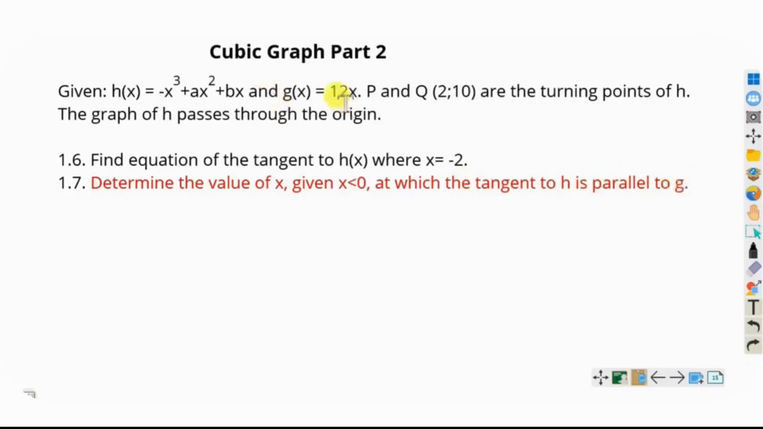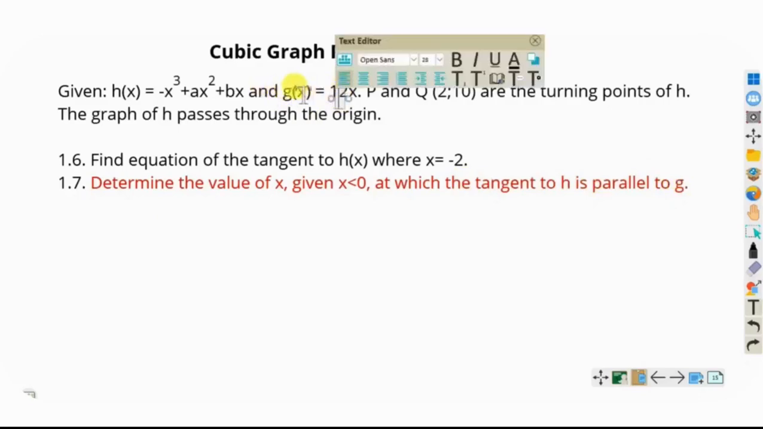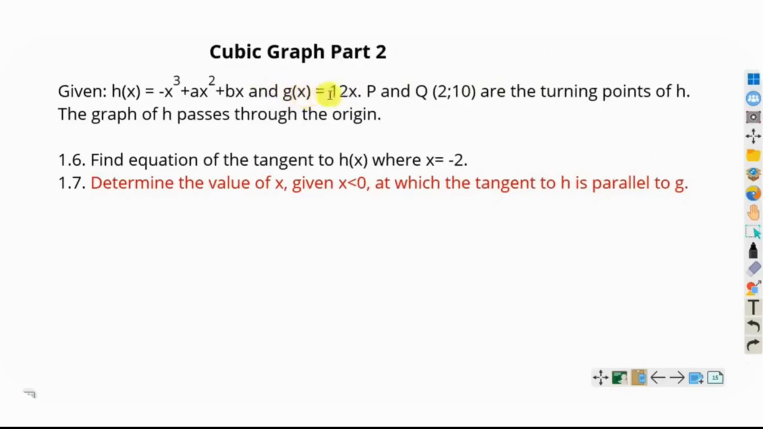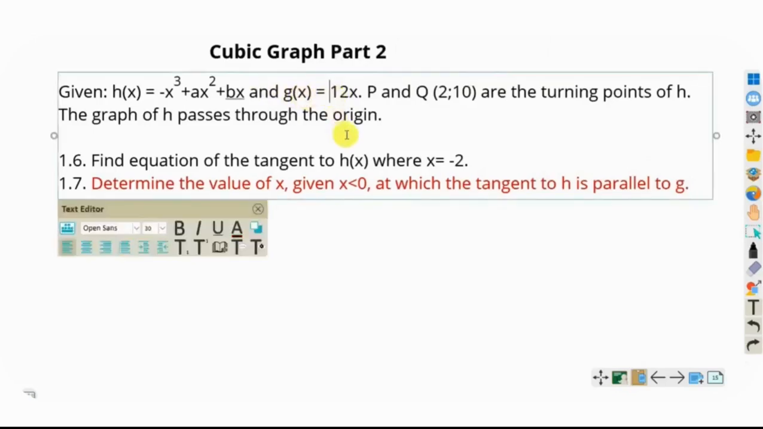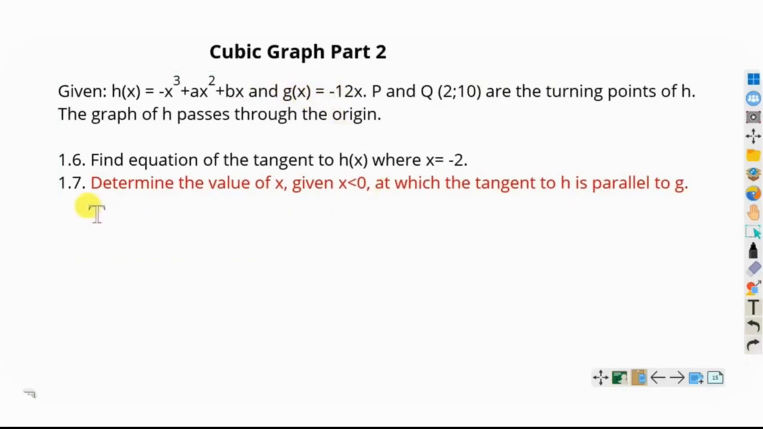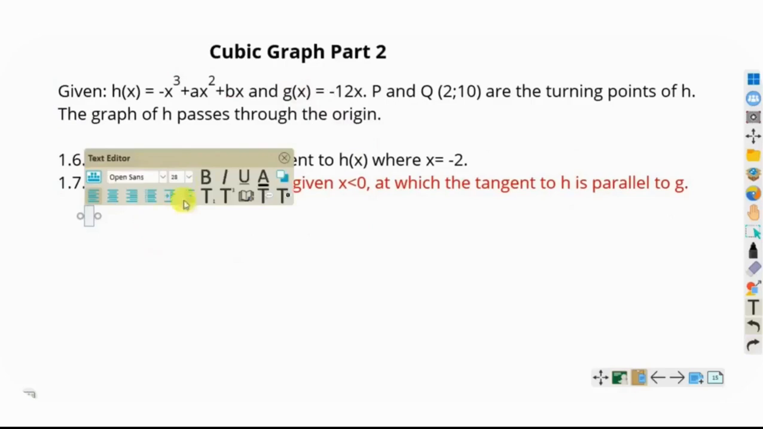No, in fact there's a mistake. This is supposed to be negative 12. When I was copying this down, I made a mistake of leaving the negative out. That is negative 12. Because if it is positive, when you solve it, it will not work out. In the end, it will say there are no solutions. So it has to be negative.